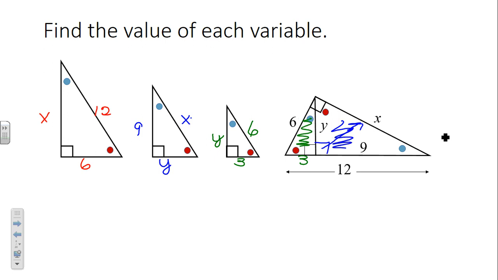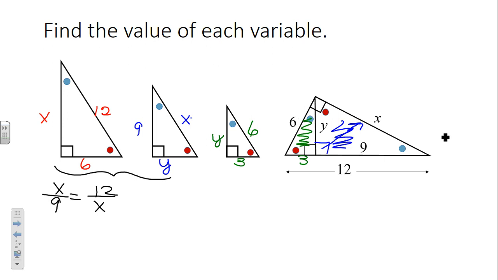We have a long leg that's X and a long leg that's 9, so do we do X over 9? Yep. And then we have a hypotenuse that is 12 over X? Yes. Well, that's not the same side of the triangle. Okay, we're using these to find x.